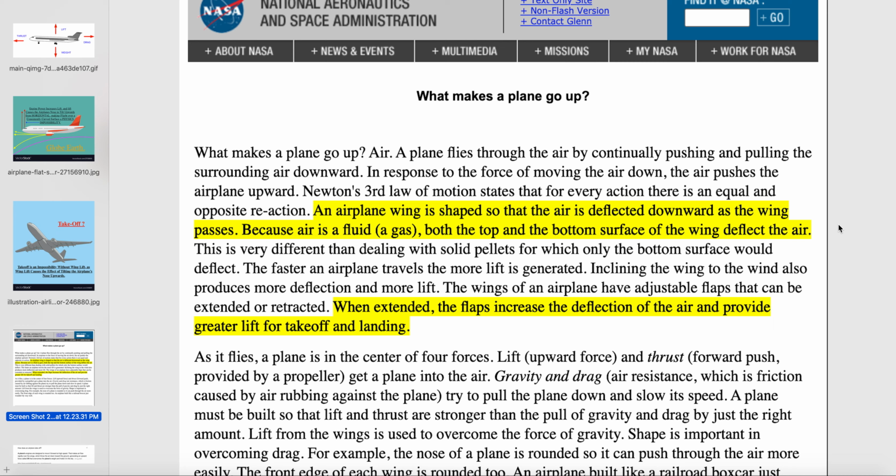The faster an airplane travels, the more lift is generated. Inclining the wing to the wind also produces more deflection and more lift. So an inclining of the wing increases the lift and the deflection. The wings of an airplane have adjustable flaps that can be extended or retracted. When extended, the flaps increase the deflection of the air and provide greater lift for takeoff and landing.